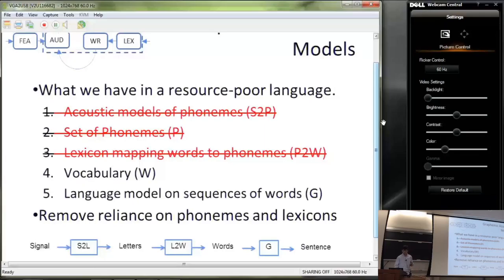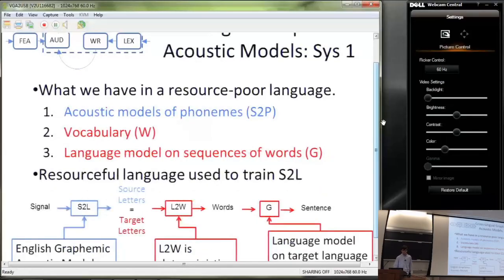So we've removed the reliance on phonemes and lexicons using graphemic systems. And previous work has shown that you get little degradation on most languages that are phonetically written. So we're again assuming this correspondence between phonemes and graphemes. So this blue component, the acoustic models, is the only thing missing.